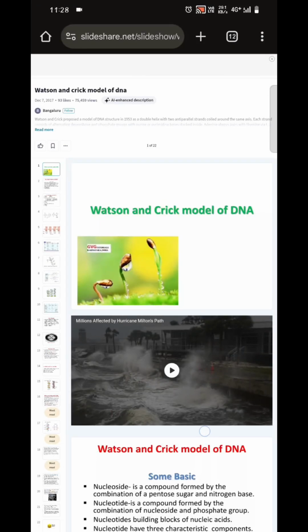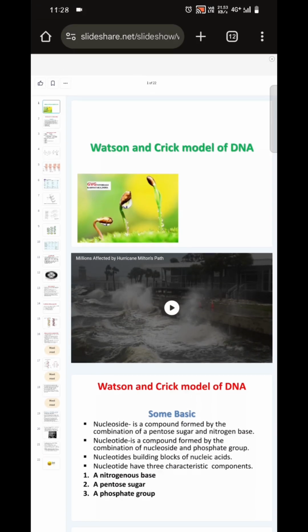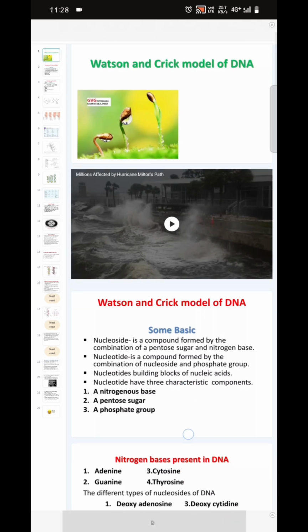I will give a seminar on the Watson and Crick model of DNA in the subject of molecular biology. Friends, in this Watson and Crick model of DNA, first I will tell you the basics.